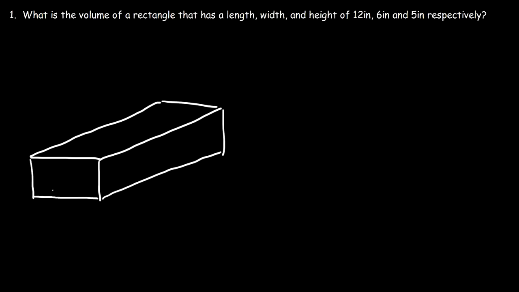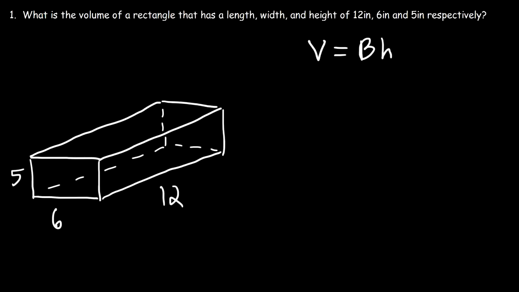So here is a rectangular prism. And it has a length of 12 inches, a width of 6 inches, and a height of 5. So how can we find the volume of this prism? The volume of any prism is basically the area of the base multiplied by the height. The height of the prism is 5. The length is 12, and the width is 6.